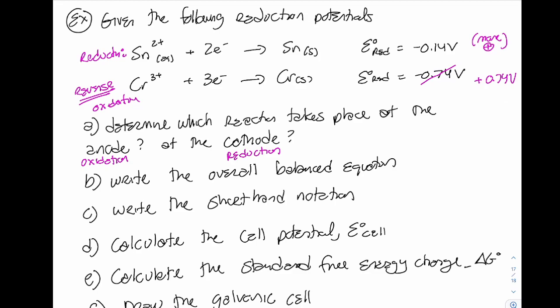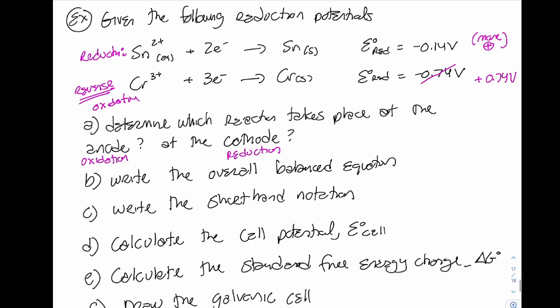If you would have switched the sign on the wrong one, right, if you would have chosen this one to be your reduction, so negative 0.74, and then chosen this to be your oxidation, it would become a positive 0.14. And when you added those two together, you would have a negative cell potential. And that's how you would know that you were incorrect, right? To be a spontaneous reaction, which is what we need for a galvanic cell, we need to have a positive cell potential, a negative free energy change, but a positive cell potential. So which one occurs at the anode, that's our oxidation.